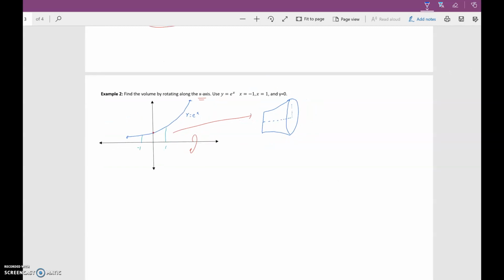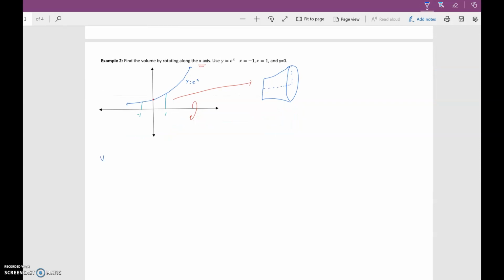Okay, same idea. They want us to find the volume. So let me start here. The actual volume is equal to the integral from -1 to 1 of pi times our function, e to the x, squared, dx.